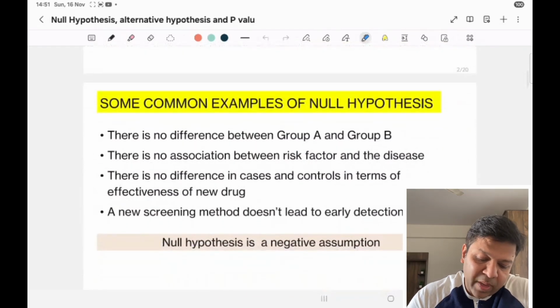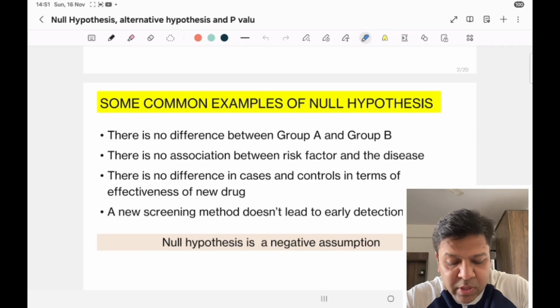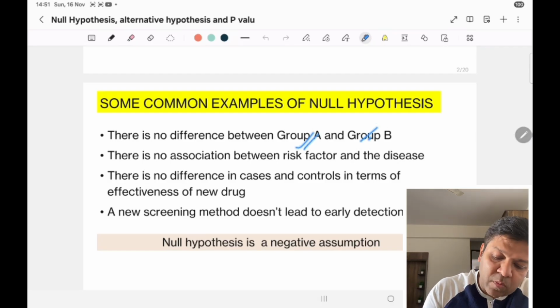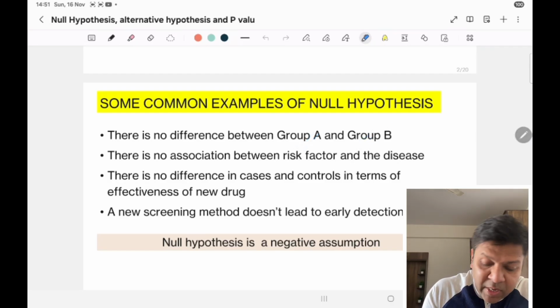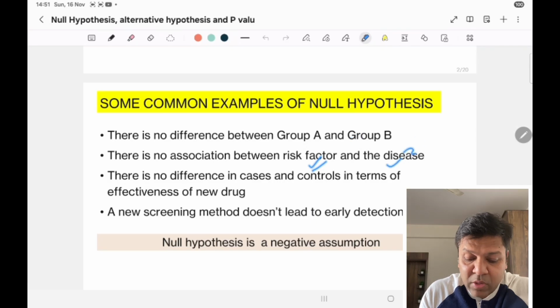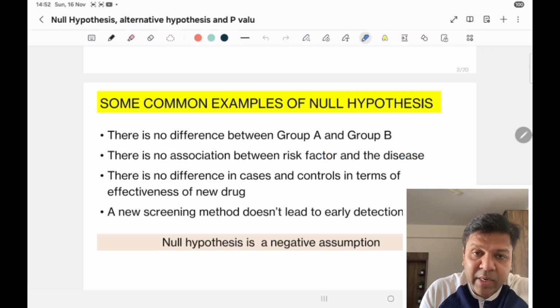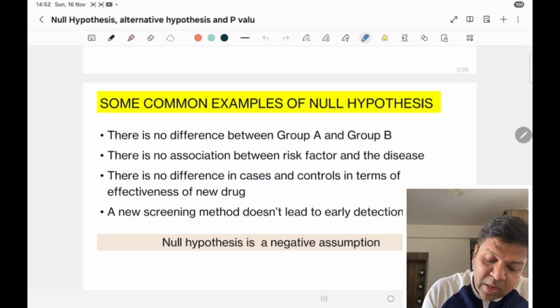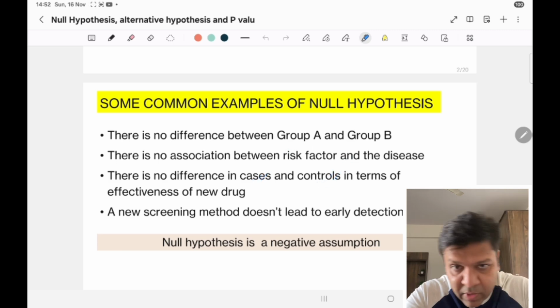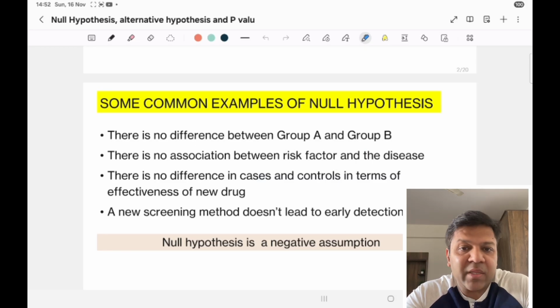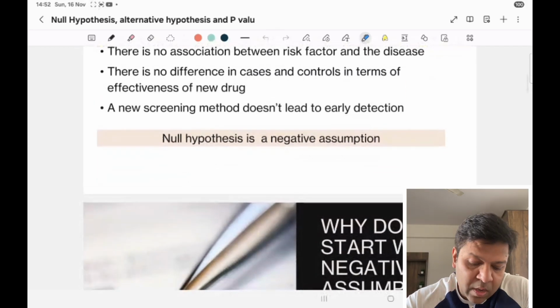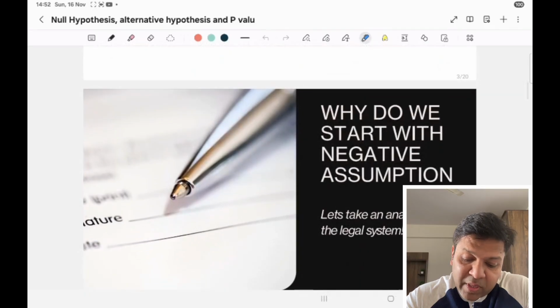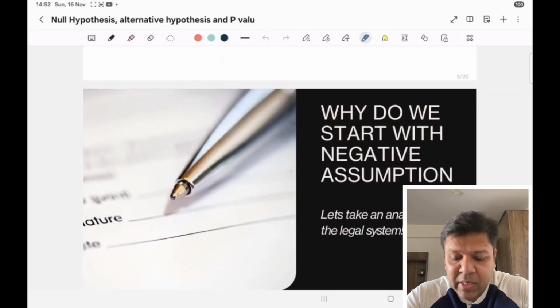So let me give you some examples of null hypothesis. There is no difference between group A and group B. So this is a negative assumption. There is no association between risk factor and the disease. Again a negative assumption. No differences in cases and control in terms of effectiveness of the new drug. So basically we start with saying that there is nothing going on. The new screening method doesn't lead to early detection. These are the negative assumptions that we start with in a clinical study.